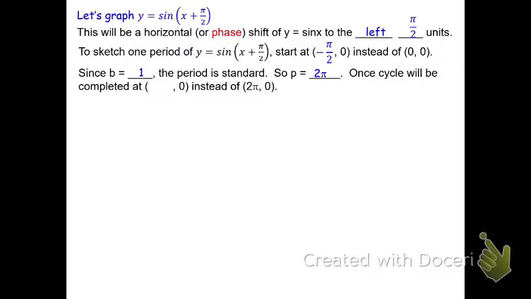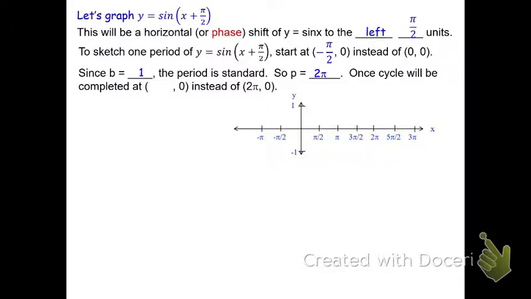Now normally a sine graph would do a complete cycle between 0 to 2 pi. However, this graph is going to start pi over 2 to the left, which means it's going to end pi over 2 early. So this will complete a full cycle a little bit earlier. Let's figure out where it's going to be.